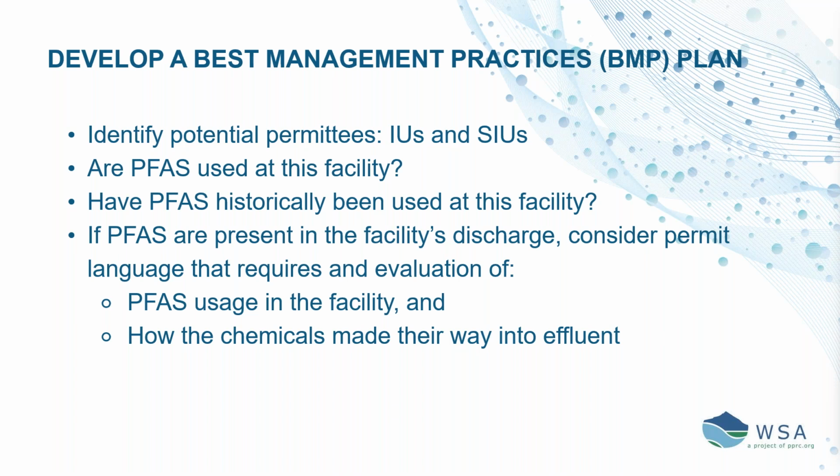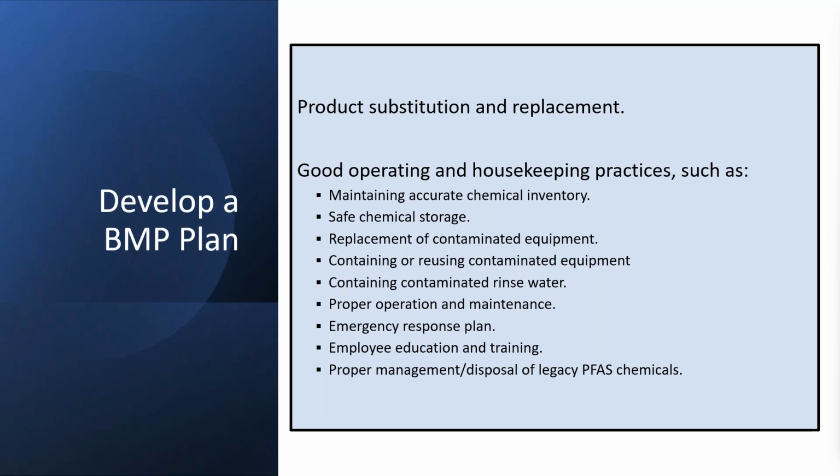Also, on the next slide, product substitution and replacement is going to be your best bet. That's real pollution prevention, real source reduction: find out if alternatives to PFAS exist, and if they're not available, then the permittee should document the basis for requiring PFAS, and whether or not they've investigated alternatives and why they've determined that they're not available if others have found them successful.